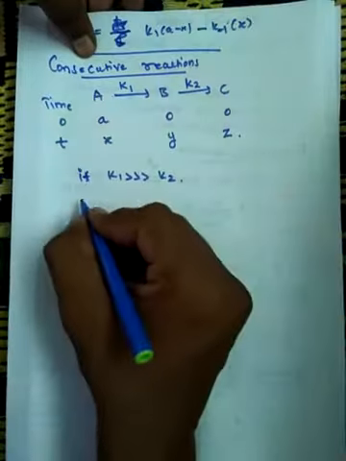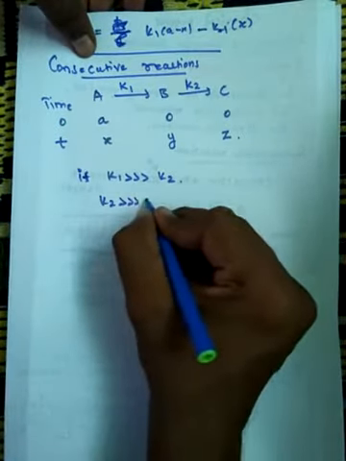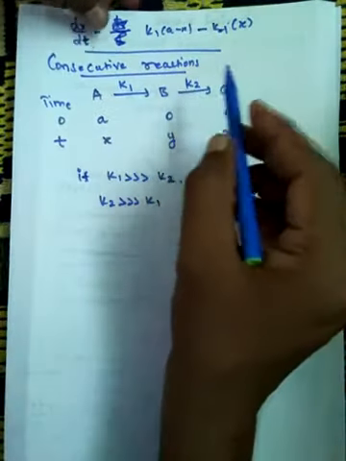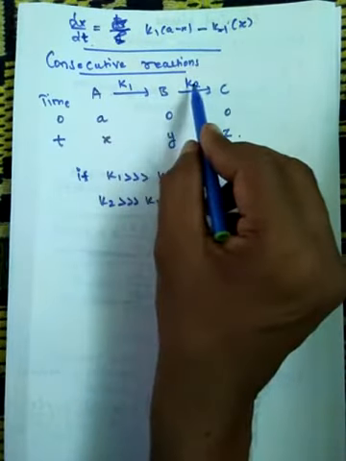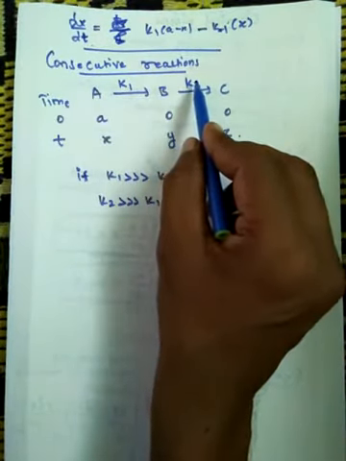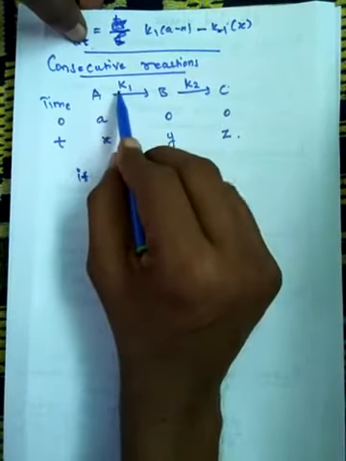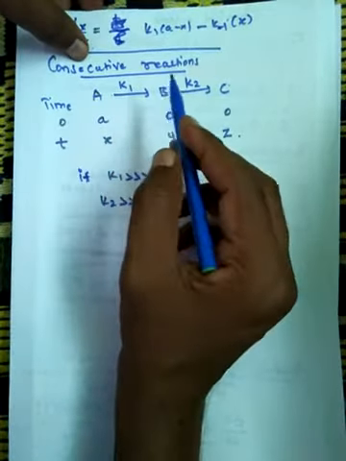And on the other hand, if K2 is very much larger than K1, then the first step will be your slow step and the second step will be your fast step. So the rate of this reaction is determined by the first step. The slow step is your first step.